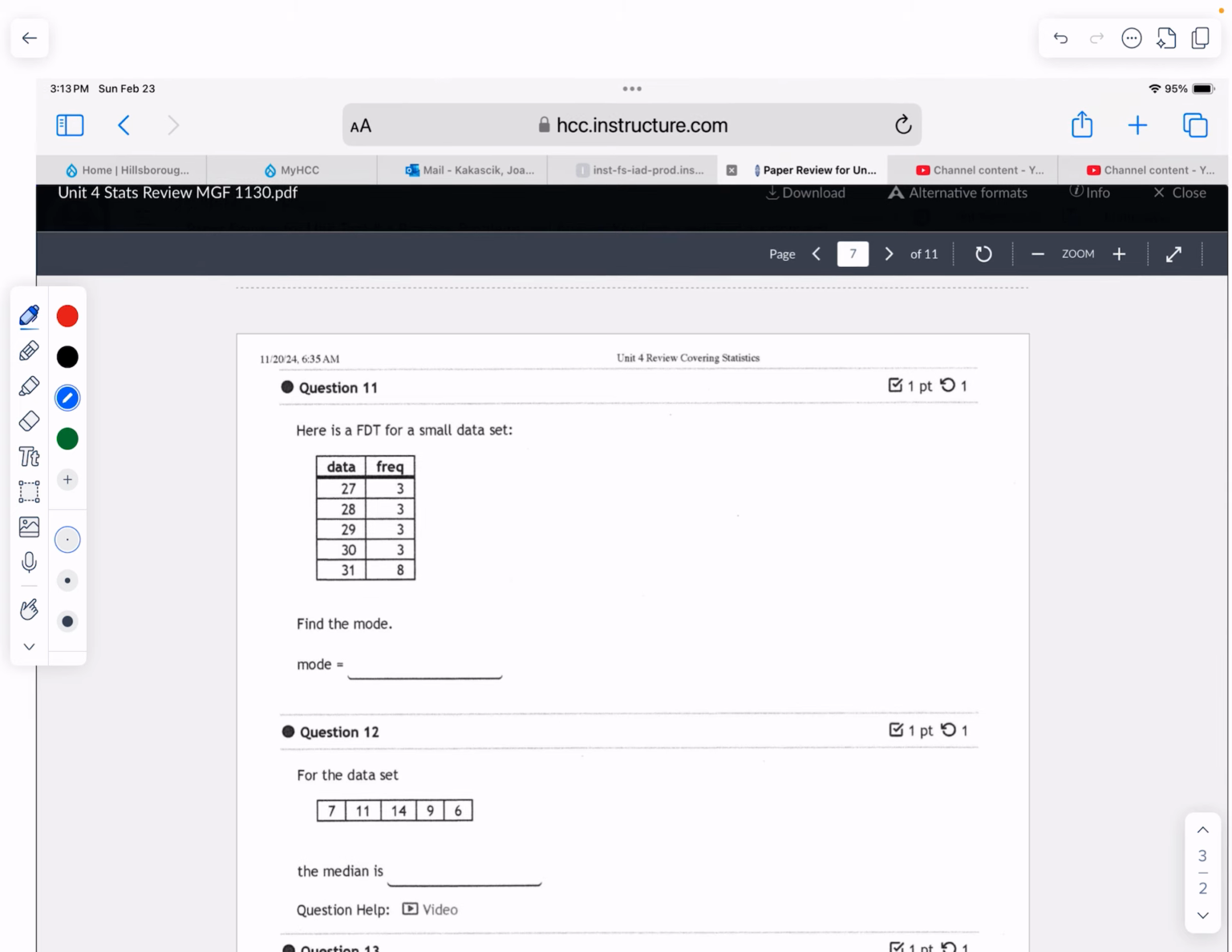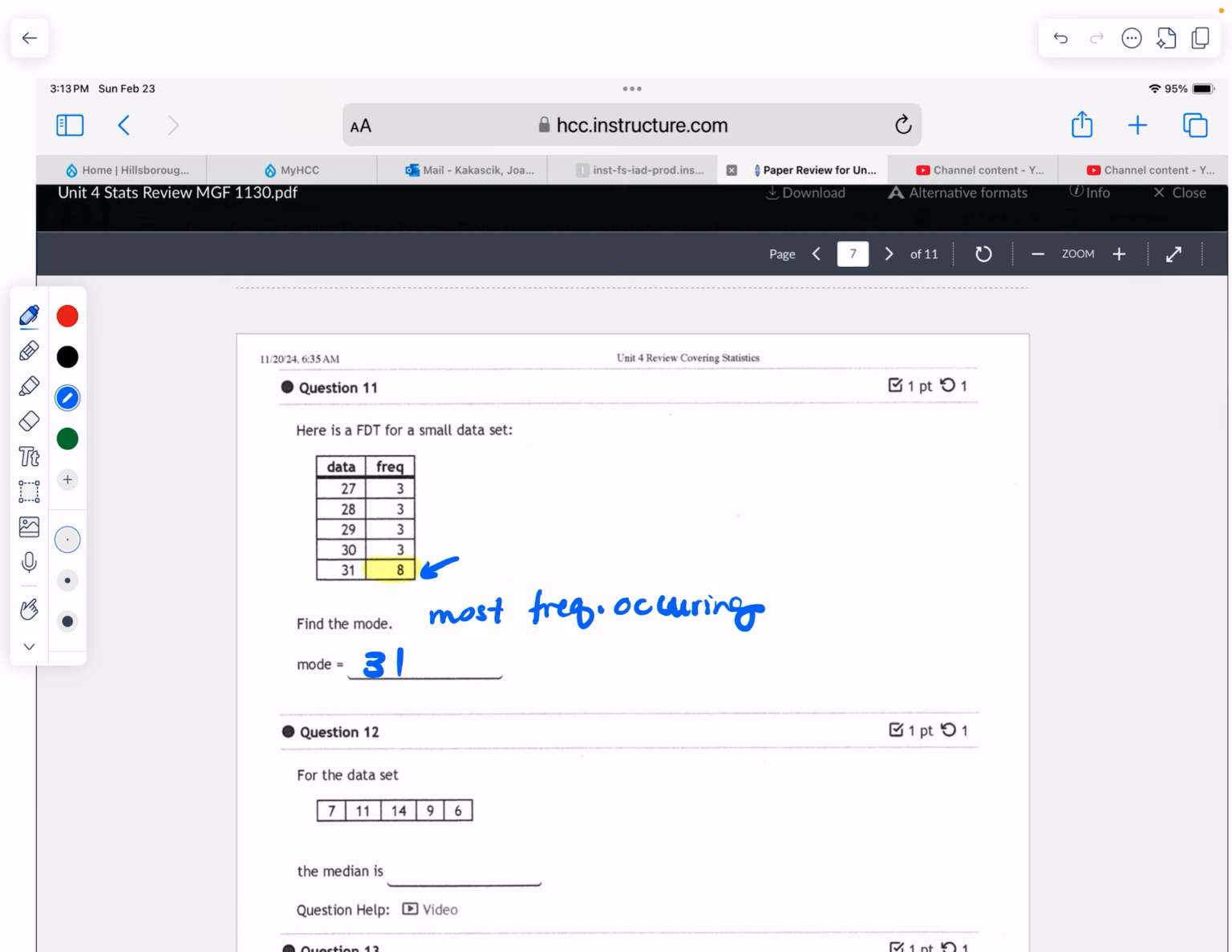Let's look at question number 11. Here is the FDT, that stands for frequency data table, for a small data set. Find the mode. The mode is the most frequently occurring. So if I look at this, I see that there's one that's higher than all the rest, and that's the frequency of 8. So the mode is 31.